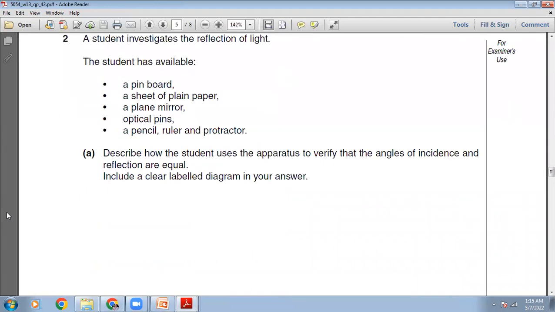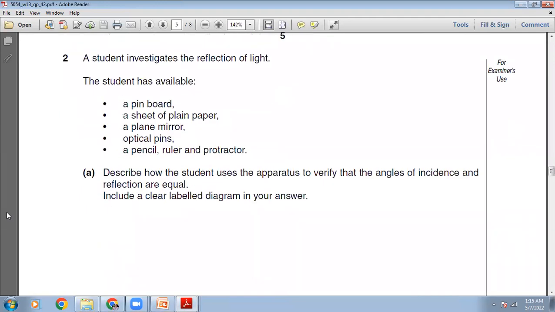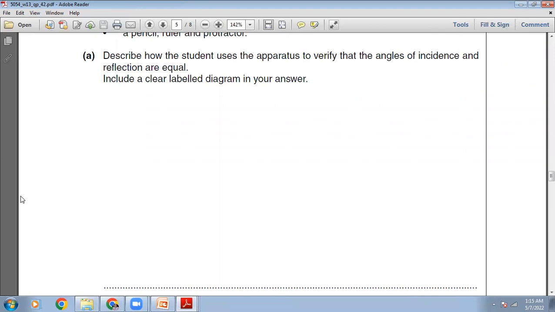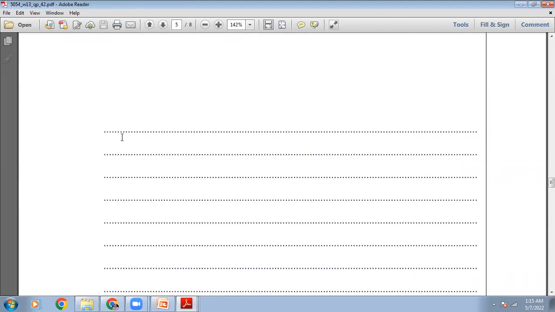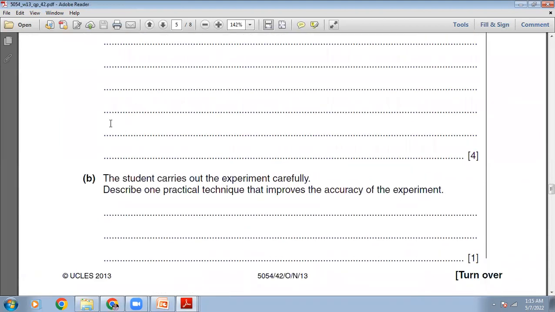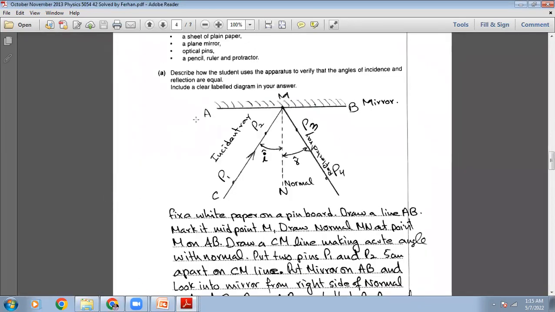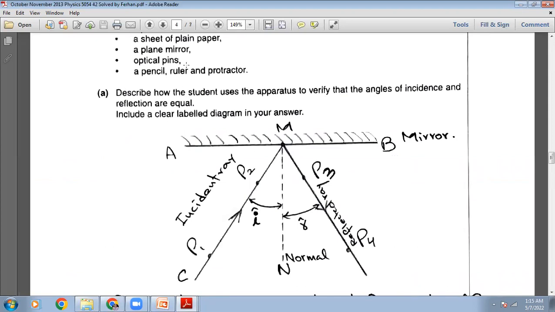The next question is question number 2. A student investigates the reflection of the light. The student has available a pin board, a sheet of plain paper, a plane mirror, optical pins, a pencil, ruler and protractor. Describe how the student uses the apparatus to verify that the angles of incidence and the reflection are equal. Include a clear labeled diagram in your answer, and it's a 4-mark question. Okay, so very simple.